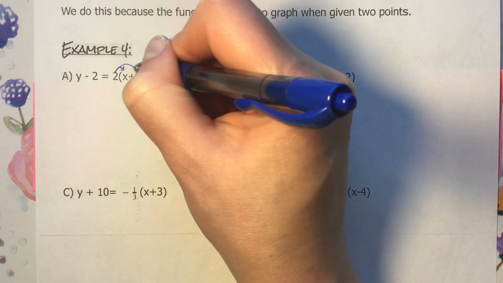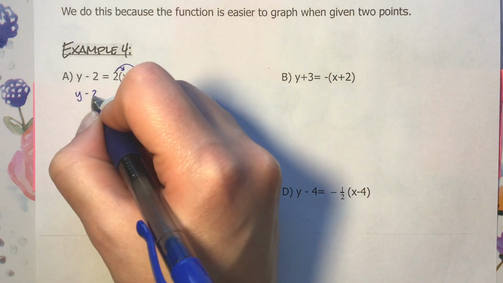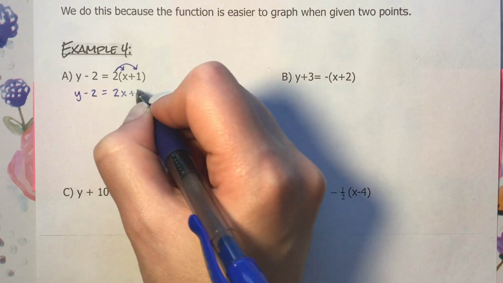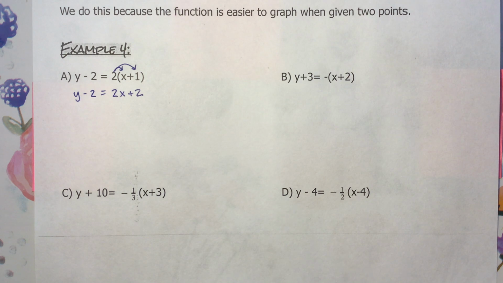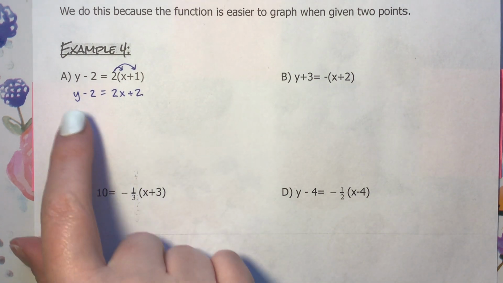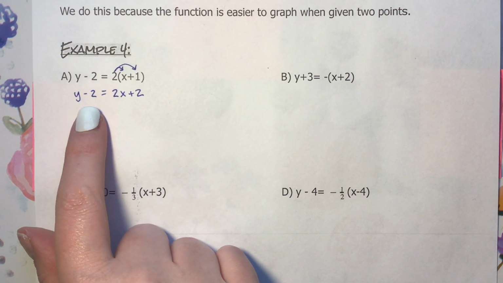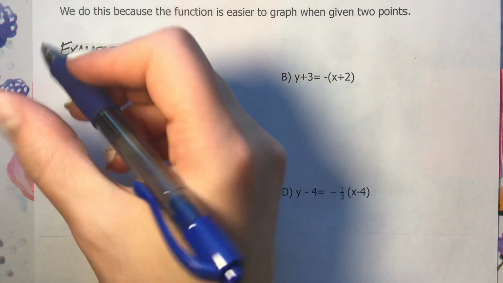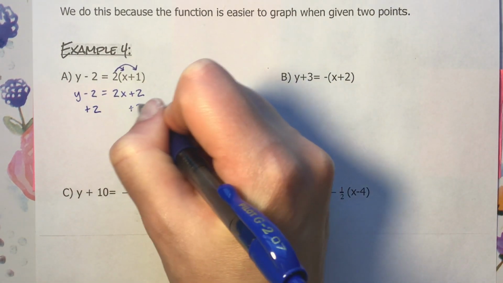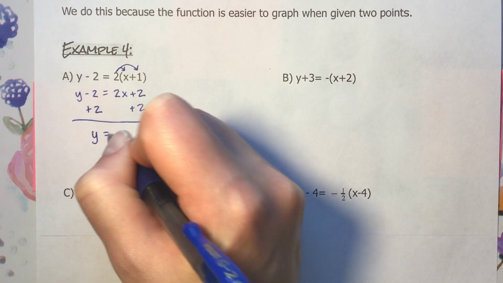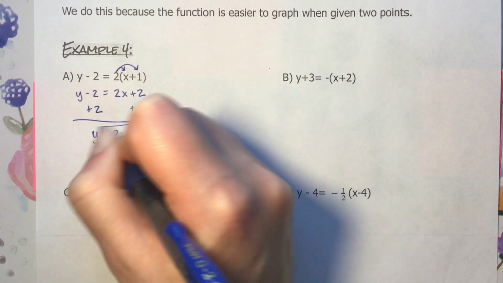Let's distribute the 2. So now I have y minus 2 is equal to 2x plus 2. Now I solve for y. Y needs to be alone, so I need to do the opposite of minus 2, which is plus 2. And that gets me y is equal to 2x plus 4.